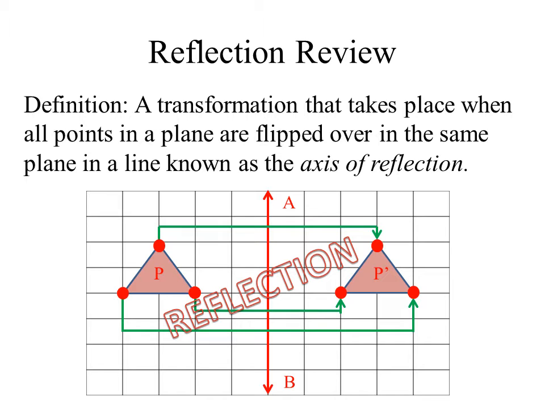Remember, we're flipping it over. So some of these points will move further than other points, but they will all still be moving in the same direction. They're all going to move right in a straight line towards that axis of reflection.